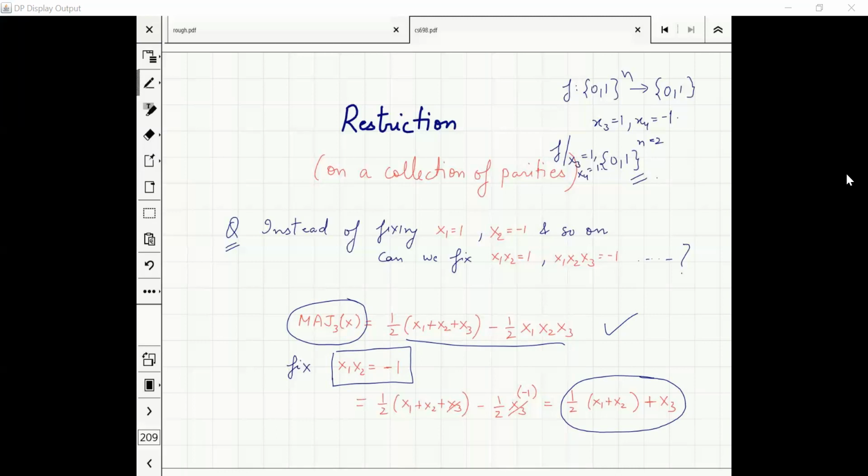Let's take a step back. Let's think of it in a more natural way. You wanted to talk about majority. It had three variables. Now someone tells you that x1, x2 is equal to minus 1. That means I'm only worried about inputs where x1, x2 is equal to minus 1. And I want to understand what my function is. So the definition of the restriction is clear, right?